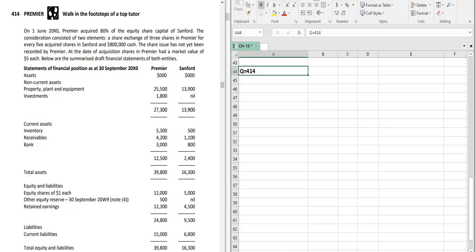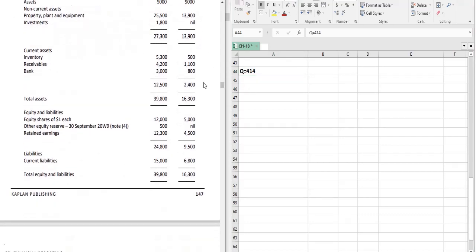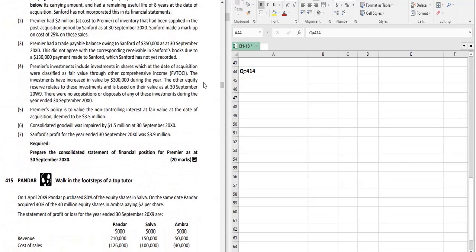So, the question number is F7 Kaplan kit question 14. What is the requirement? We will look at it first. The requirement is to prepare the consolidated statement of financial position for Premier as at 30 September 20x0.